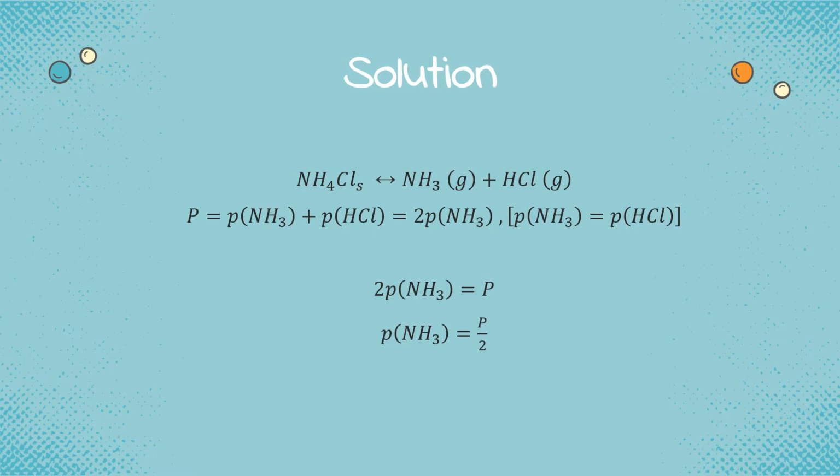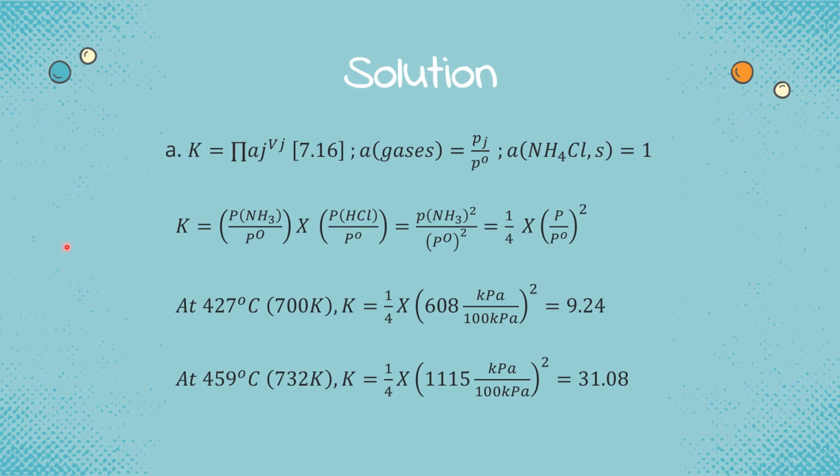Rearranging the equation, the partial pressure of NH3 is equal to the total pressure P over 2. For our solution, we could use equation 7.16 to get our equilibrium constant. This symbol denotes the product of all of these terms, in which a for gases is equal to the partial pressure over the normal pressure, which is equal to 1 bar or 100 kilopascals. Then we have this expression.